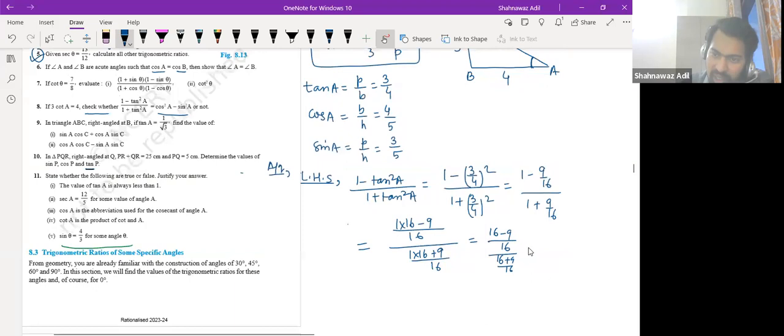So again, what do you have? 16 minus 9 is 7 by 16, divided by this, which is how much? 25 by 16. So again, 16 cancels and we have 7 by 25. So this is LHS, right? Now, what is RHS?